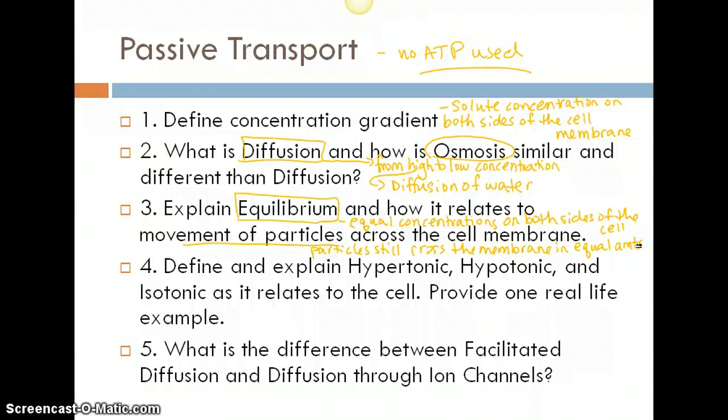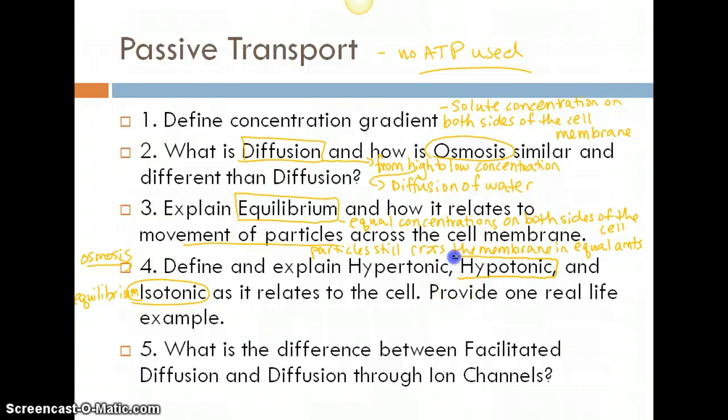Define and explain hypertonic, hypotonic, and isotonic as it relates to the cell. We're going to start with isotonic. These are all osmosis, and isotonic is equilibrium. Water still crosses the membrane, but it does so in equal amounts.